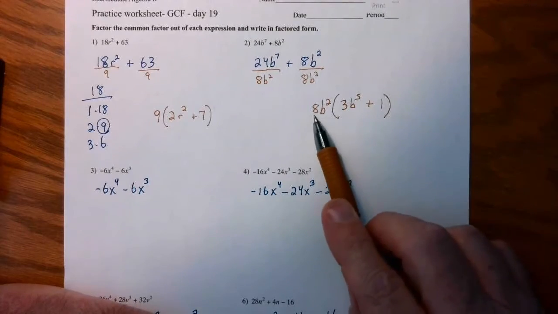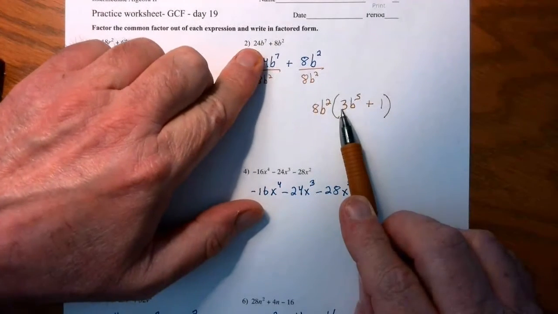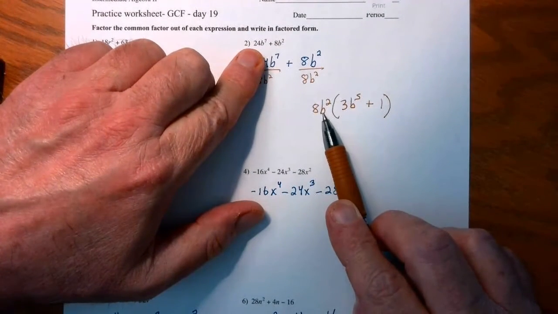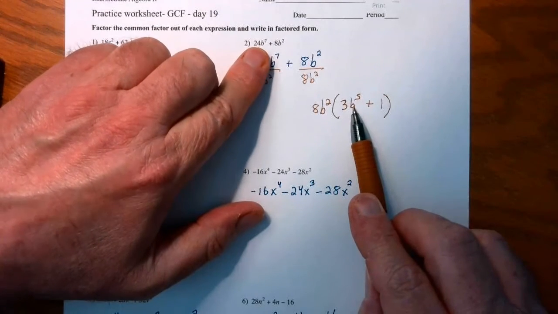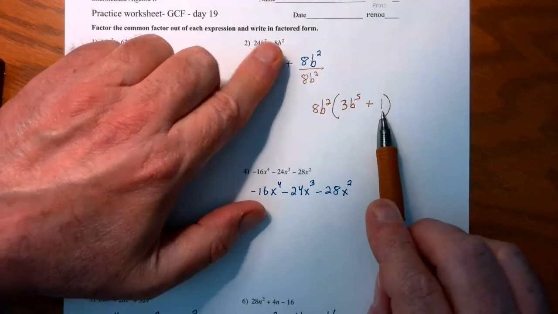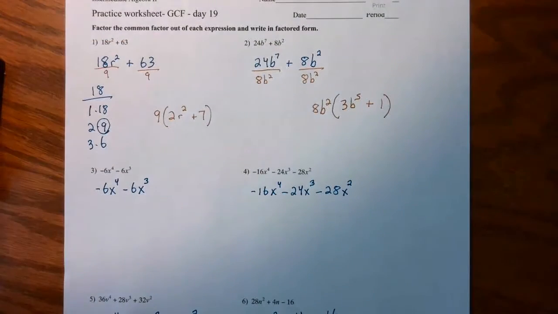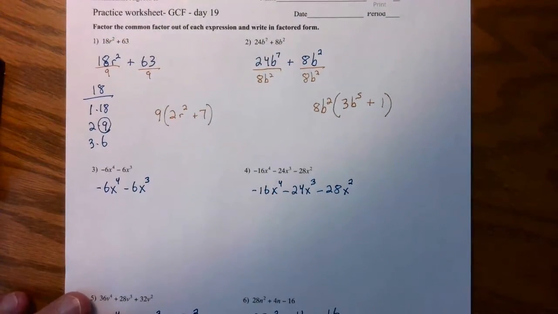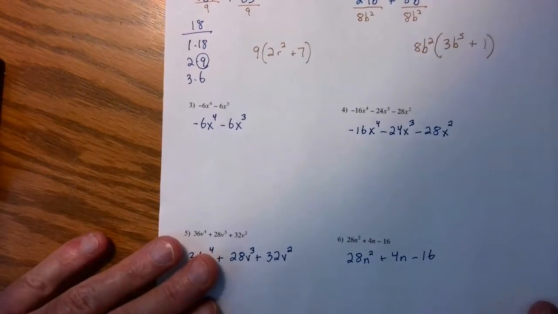Again, you can check. 8 times 3 is 24. B squared times b to the 5th, that's b to the 7th. And then 8b squared times 1, that's 8b squared. All right, you can just check your answer if you want. All right, let's do the next one.